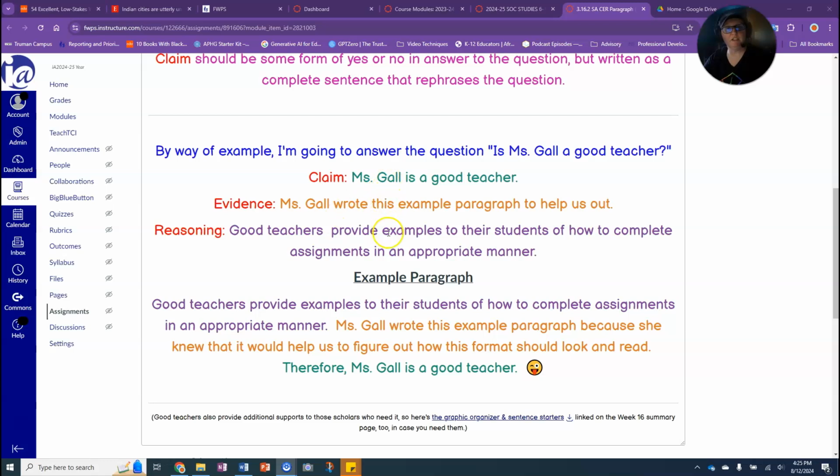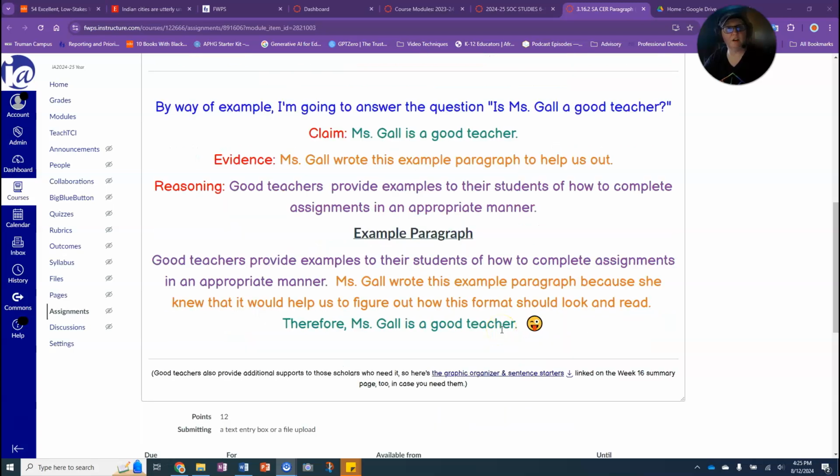All right, and I want you to pay attention to those colors because that's going to correspond when we get down here. Okay, and here it is as an REC paragraph. So we start with our reasoning and then we work backwards to our claim. All right, and we just use some transition words to ease that. Good teachers provide examples to their students of how to complete assignments in an appropriate manner. Ms. Gall wrote this example paragraph because she knew it would help us figure out how this format should look and read. Therefore, Ms. Gall is a good teacher.